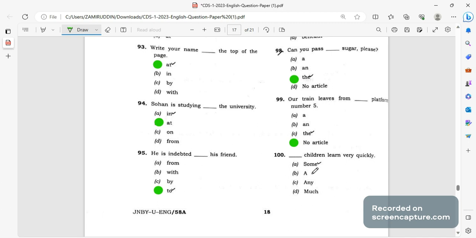Now, some children learn very quickly. A won't be the right answer. Any, much, they don't sound right. When you try to use them, you'll get to know that the right answer is some. Some children learn very quickly.